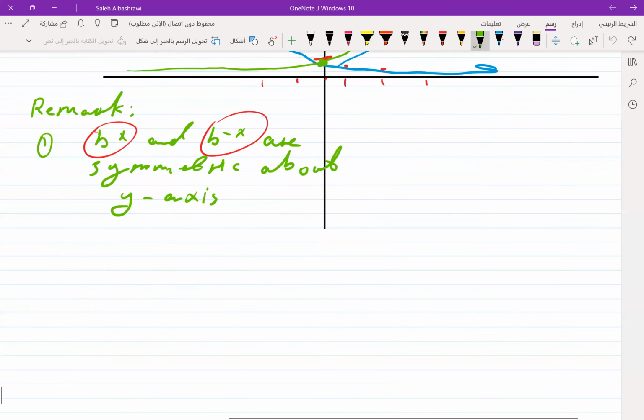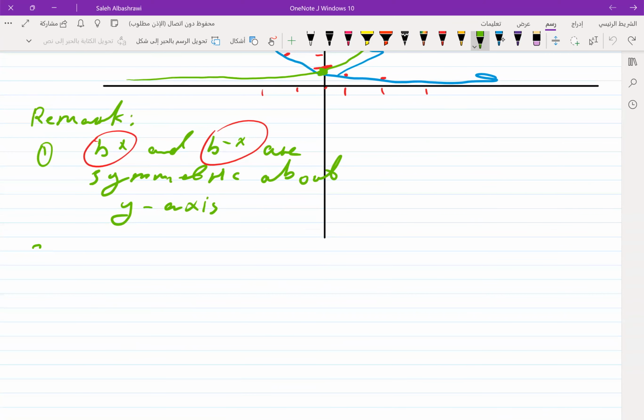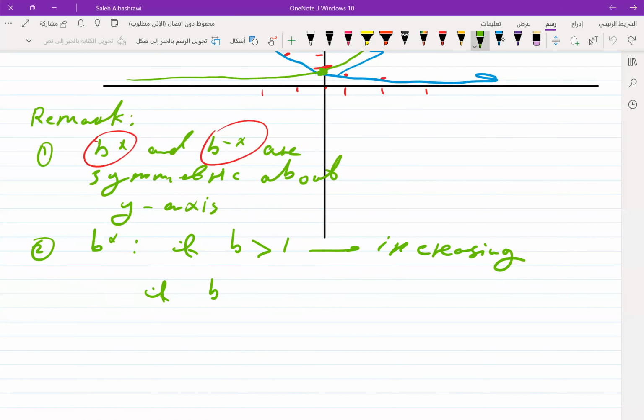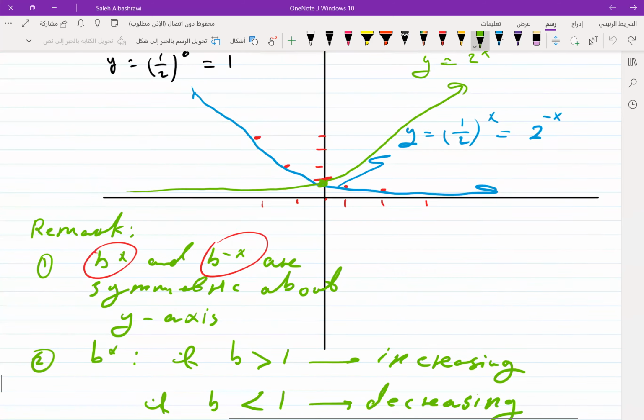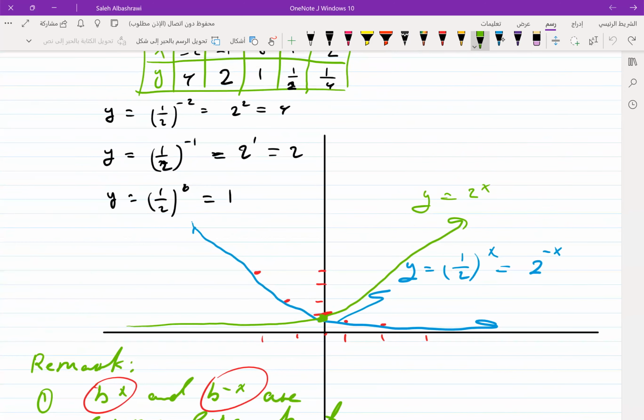Number 2, I mentioned this before and I'm just going to repeat it. For b to power x, if the base b is greater than 1, then the function is increasing. And if the base b is less than 1, then the function is decreasing. Now my function was 1/2 to power x. This is my original function.